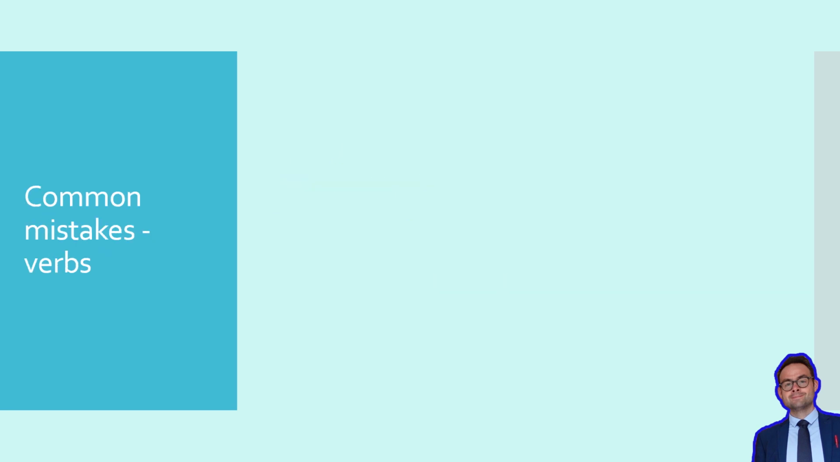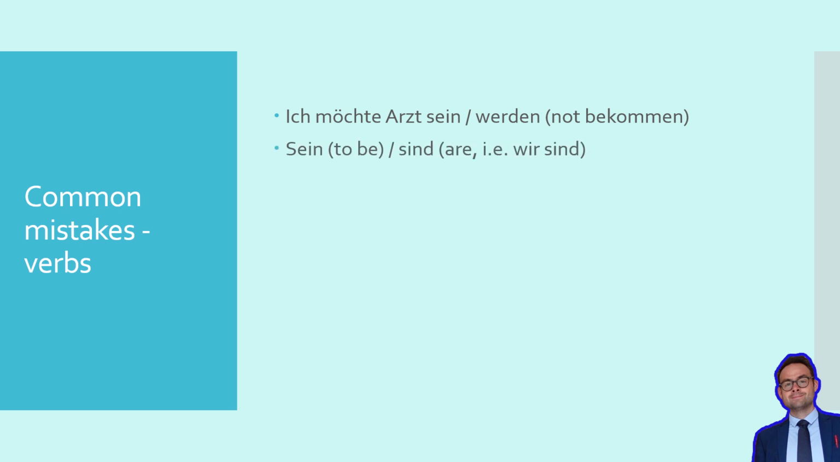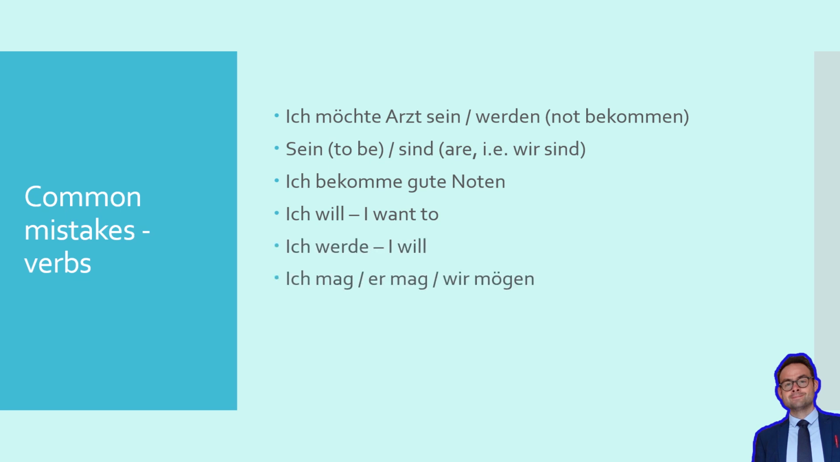Common mistakes then. So common mistakes with verbs. Ich möchte Arzt sein. I would like to be a doctor. Or ich möchte Arzt werden. I would like to become a doctor, not bekommen. So sein, to be. Sometimes people, when they mean sein, they use sind, but sind means are. For example, wir sind. Bekommen we would use as like to receive. Ich bekomme gute Noten. I get good grades or I receive good grades. Ich will, a false friend, means I want to, whereas ich werde means I will.